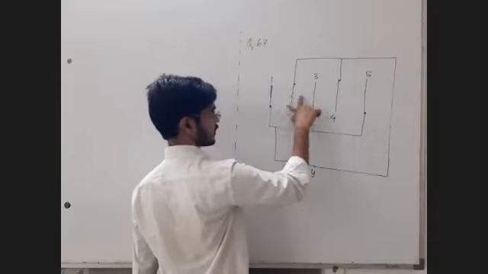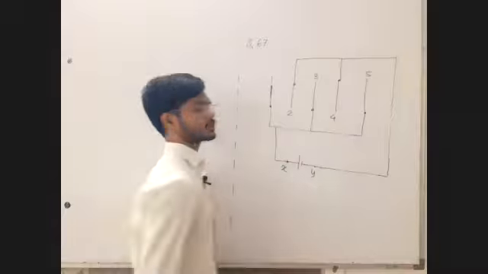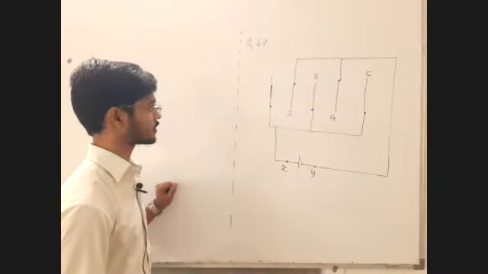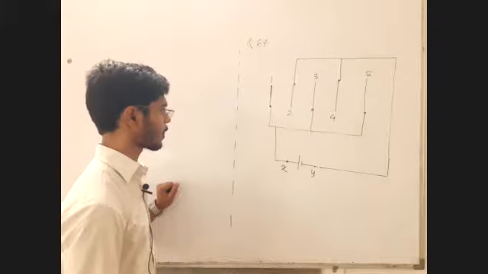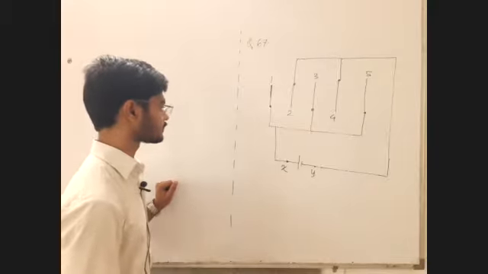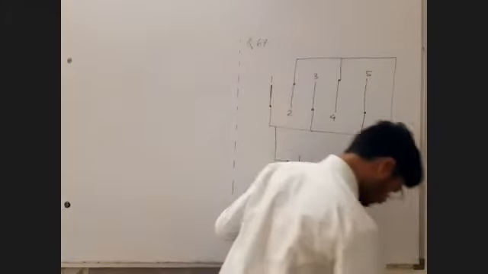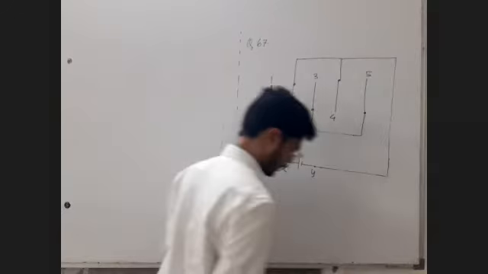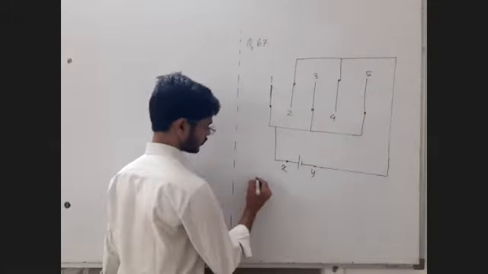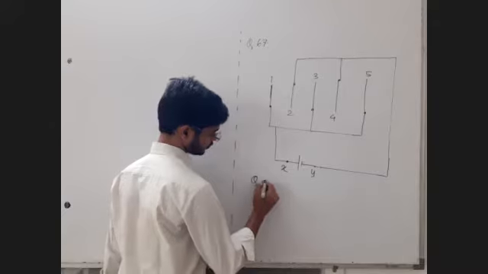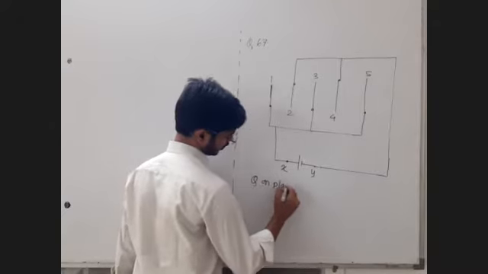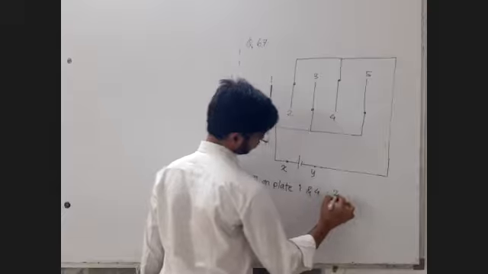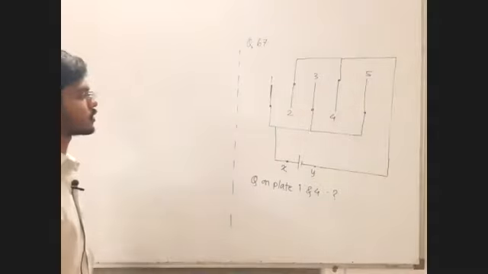All plates have area equal to A and the distance between adjacent plates is small d. Find out the charge on plate 1 and 4. Charge on plate 1 and 4 is equal to question mark.